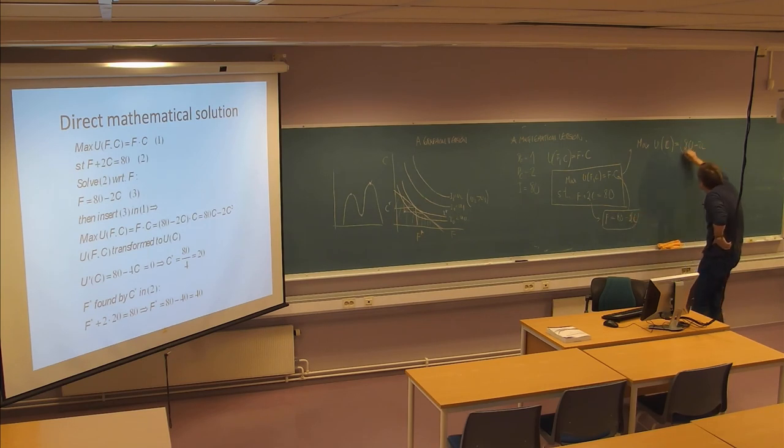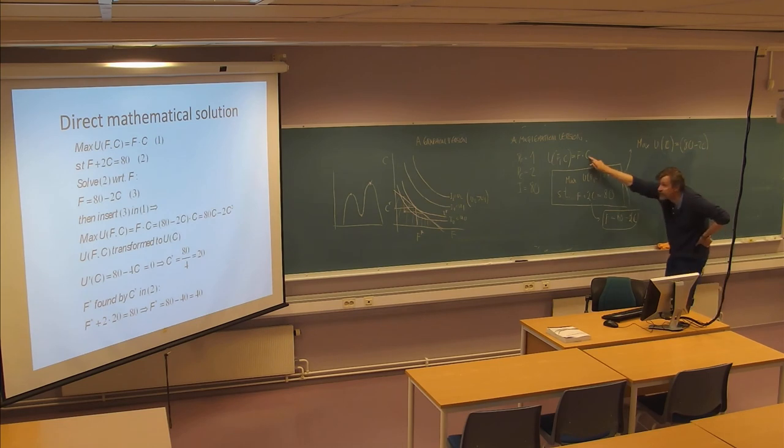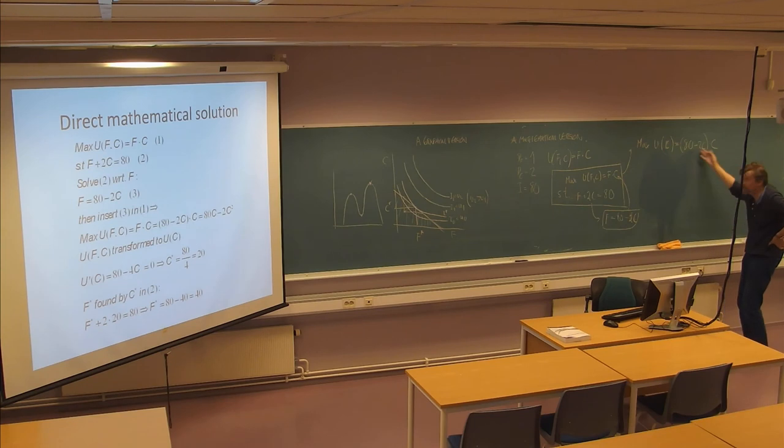And of course, we have to multiply with the c which is left here. Now we can compute this, can't we? Multiply this c in these parentheses. We get 80c minus 2c squared.